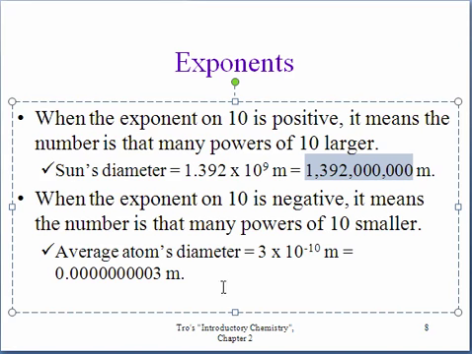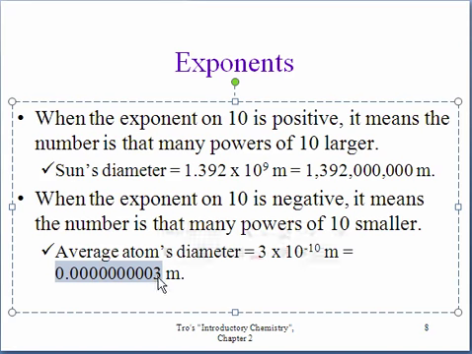When we're looking at a value that is less than 1, then our exponent is going to be negative. So if we look at the atom's average diameter, which is this value here, our exponent is negative. This value is much less than 1. Now I want to point out that these values, 3 times 10 to the minus 10th, and this value written in standard notation, are equivalent.